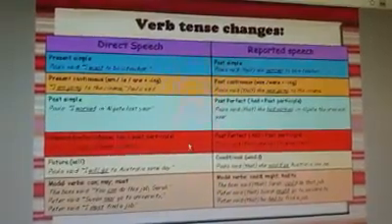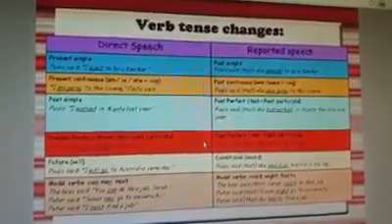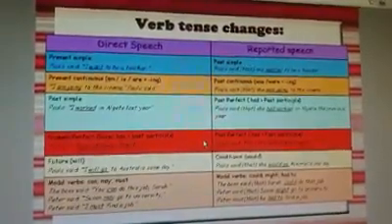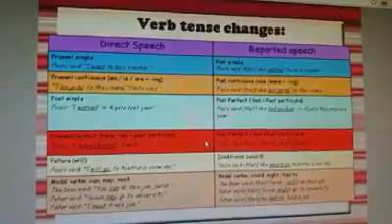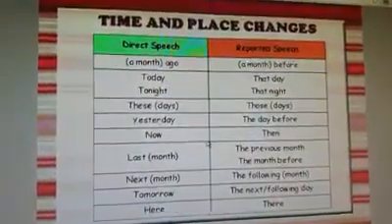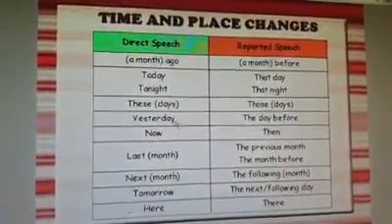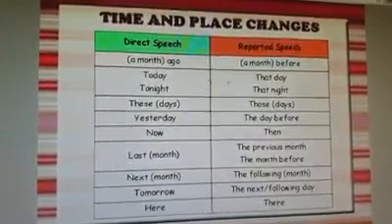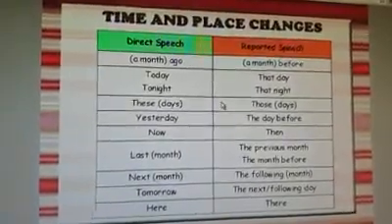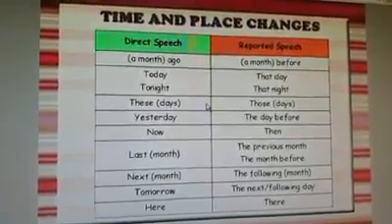You can see even the other examples here. But pay attention and remember, while we change the verb tense from direct speech to reported speech, we step a step back. Time and place changes: we have some expressions that change from direct speech to reported speech. As you can see here, a month ago becomes a month before, today becomes that day, tonight becomes that night. So while using these, you have to pay attention to the sentences you are going to deal with.